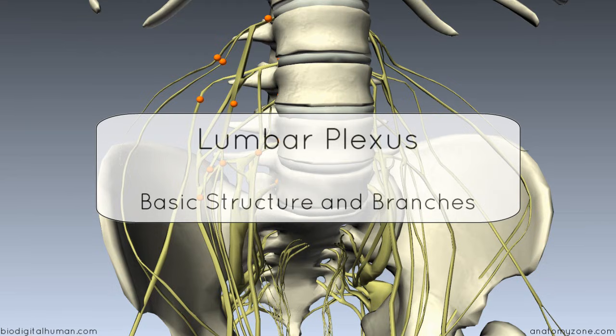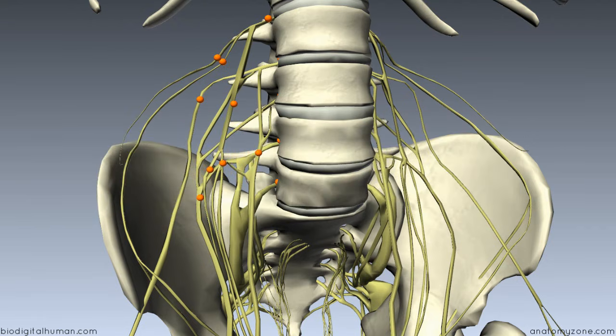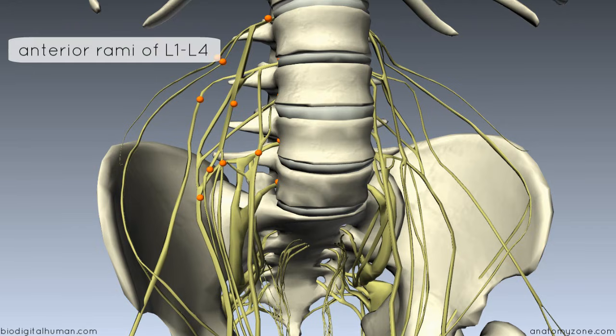Okay, so this is a brief tutorial on the lumbar plexus. So we're going to look at the basic structure and the location of the lumbar plexus and a few ways to remember some of the nerves and the basic organisation. So the lumbar plexus is formed from the anterior rami of L1 to L4, and it also receives some fibres from thoracic nerve T12.